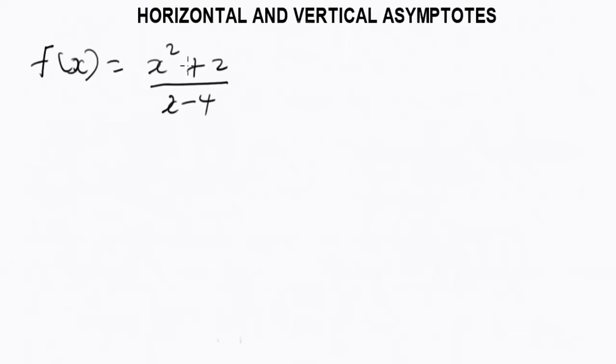So let's begin with horizontal asymptotes. Let's say we are given this function f of x equals x squared plus 2 over x minus 4. Now, if you are given this function, you have to find the horizontal asymptote. How do we do it? I'm going to show you how you can do it fast, in a matter of seconds.